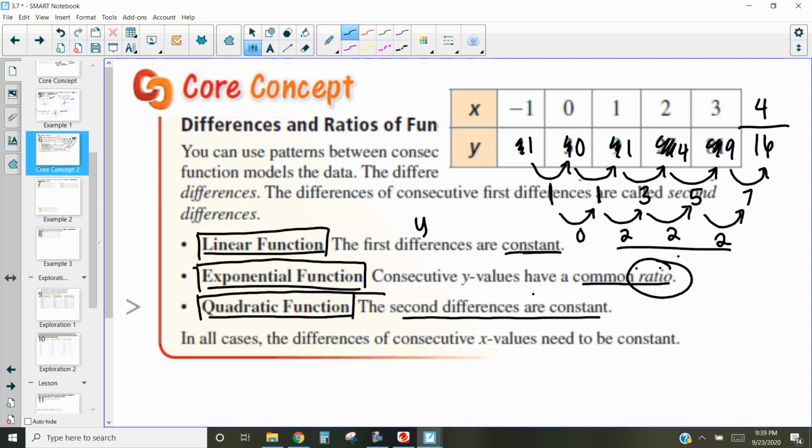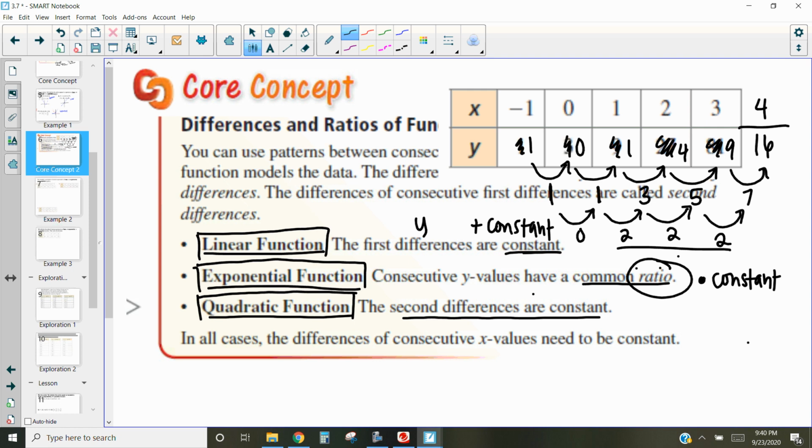So again, as we're trying to decide these ones, if the very first time I look and I say, oh, it's plus 1, plus 1, plus 1, then it's linear. If it's times 2, times 2, times 2, so we're multiplying, if it's multiplying by a constant, then it's exponential. If we are adding a constant, then it's linear.